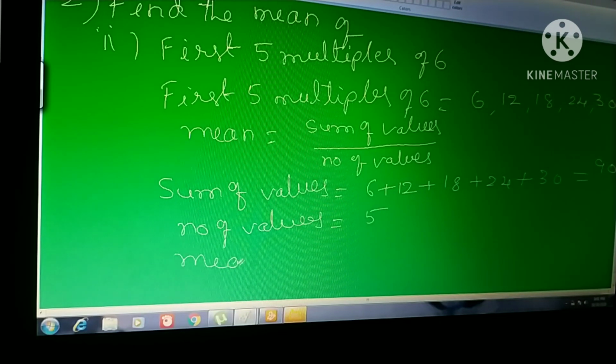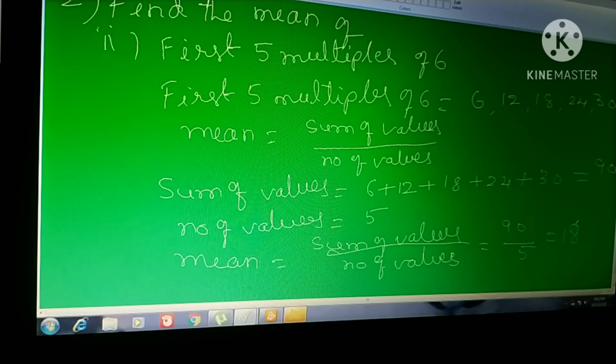Now, calculate this mean here. What is the formula? Sum of values divided by number of values. Now, substitute these values here. 90 divided by 5. How much do you get here? 18. So, this is the way you have to calculate mean here. First, write down the given observations. After that, find out the sum of the observations. Next, check how many observations we are taking here. After that, substitute these values in the formula of mean. Understood this one?